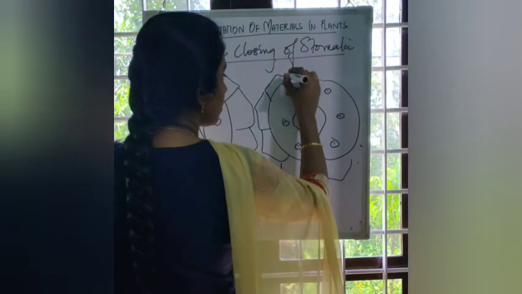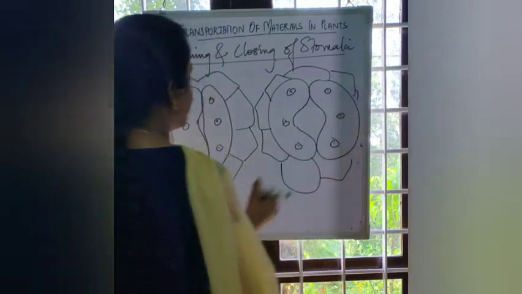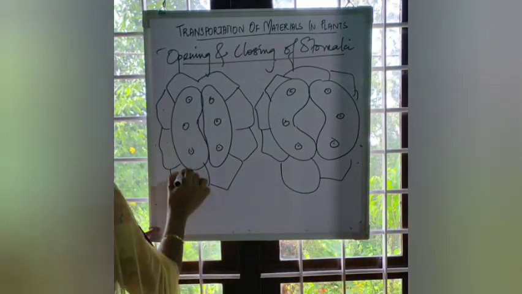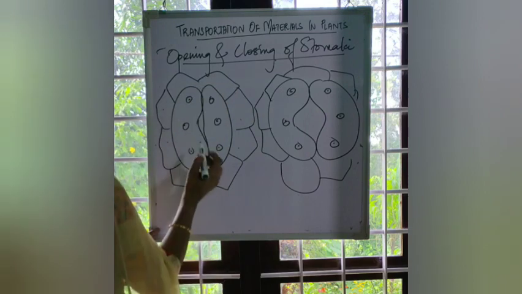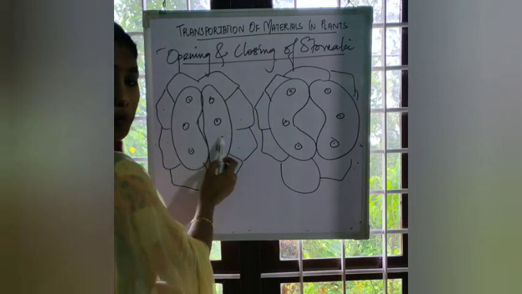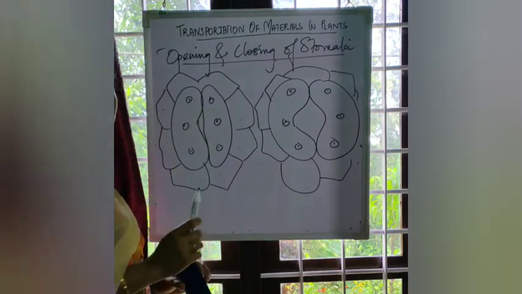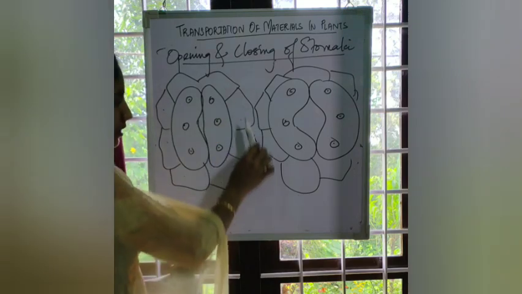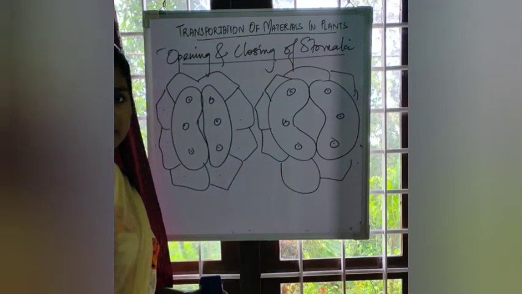I'm drawing two types of stomata over here. At the center, you have two bean-shaped guard cells. Surrounding them are subsidiary cells.